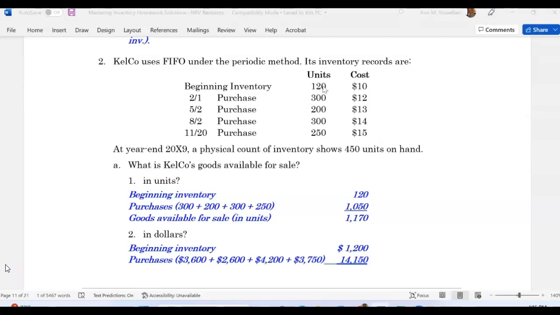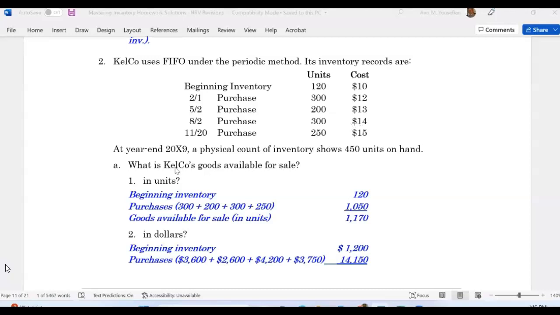Beginning was 120 units at cost of $10. Remember here, when it says at the cost of $10, this 120 is probably not just one layer. It might be coming from different purchases, whatever it was from last year, but the average cost is $10. That's what it is. But they purchased a few times, okay, they purchased a few times and at different prices.